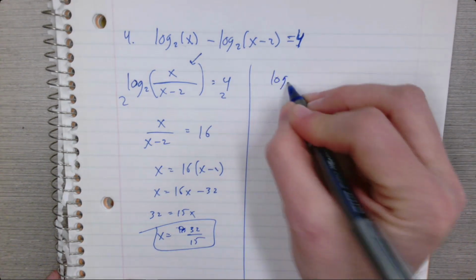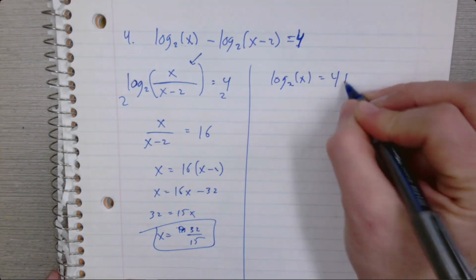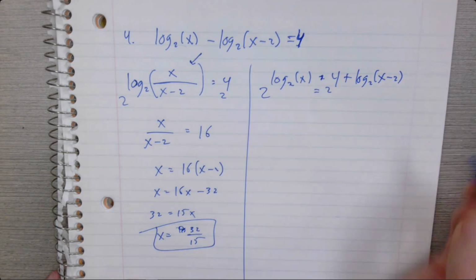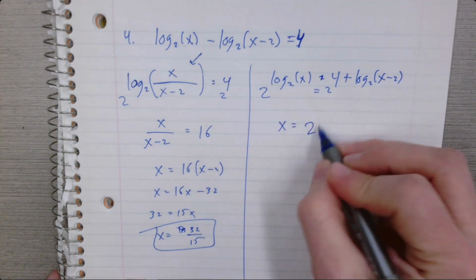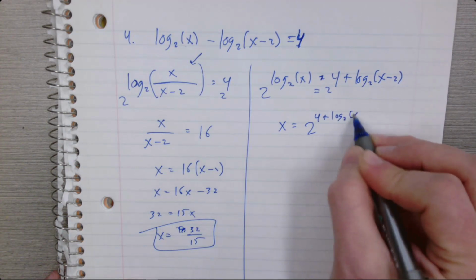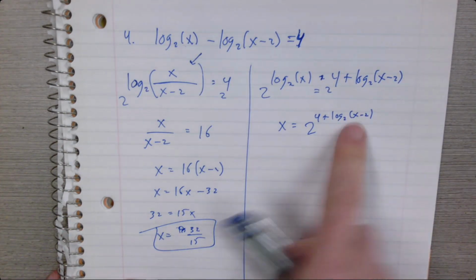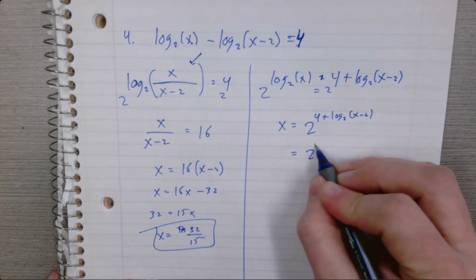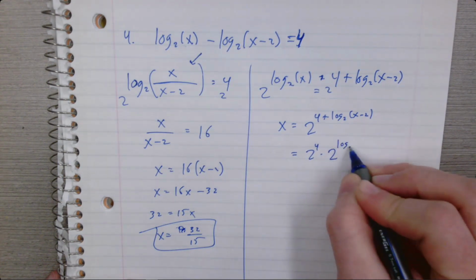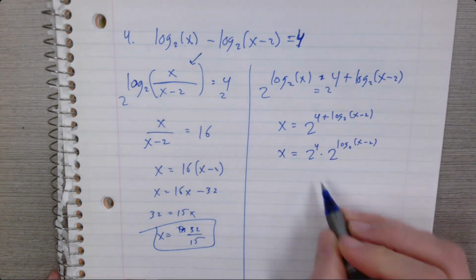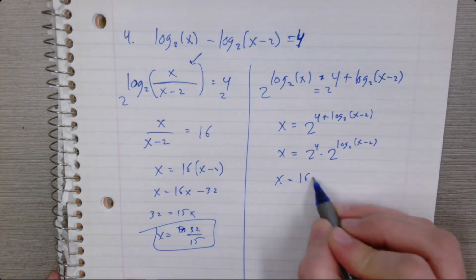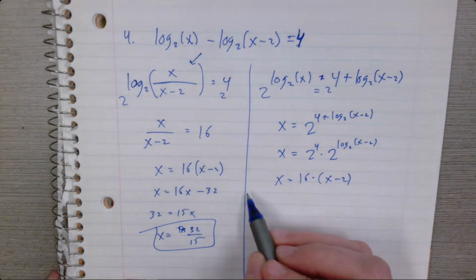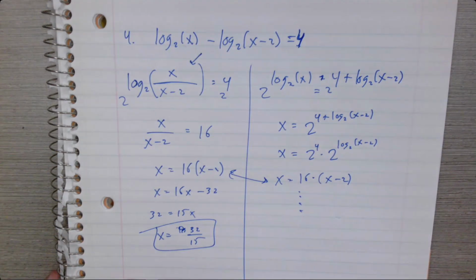Okay, let's do it the other way. So here I've got log base 2 of x equals 4 plus log base 2 of x minus 2. Now let's do the exponentiation. So here I've got x equals 2 to the 4th plus log base 2 of x minus 2. I need to isolate the x's, so we'll need to simplify this. So this is the same thing as 2 to the 4th times 2 to the log base 2 of x minus 2. So now that's 2 to the 4th is 16. 2 to the log base 2 of x minus 2 is just x minus 2. And so now it's the same as here, and so it's going to end up being the same.